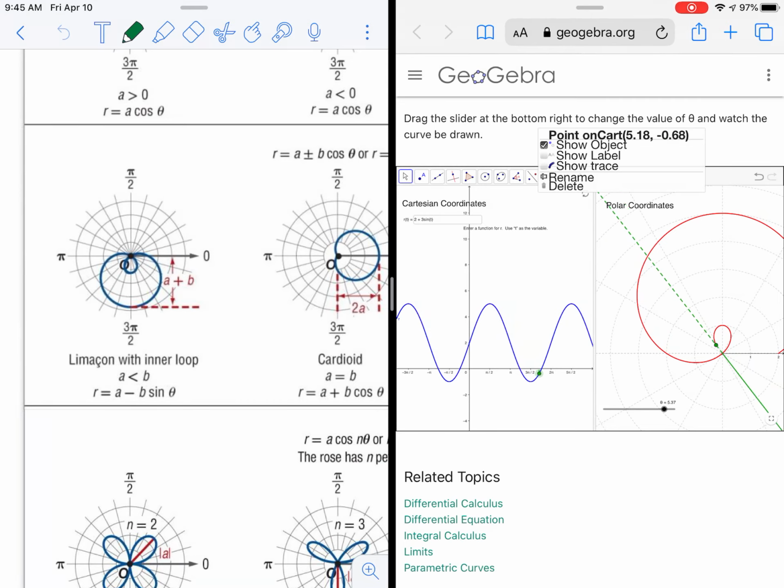And then notice to complete the graph, we can keep moving here, and then we can return to where we had begun when we get to 2 pi. So hopefully that helps you with understanding the creation of the inner loop.